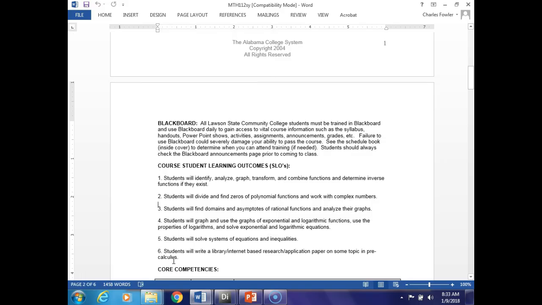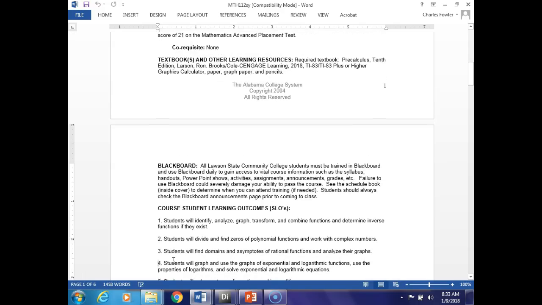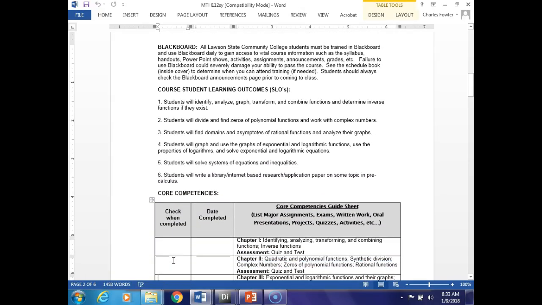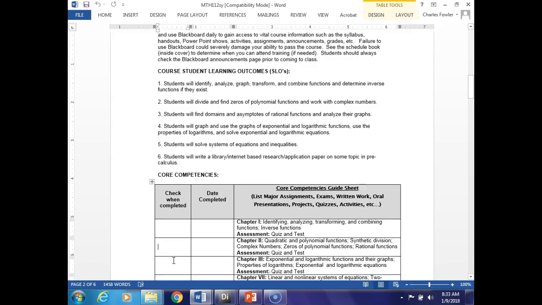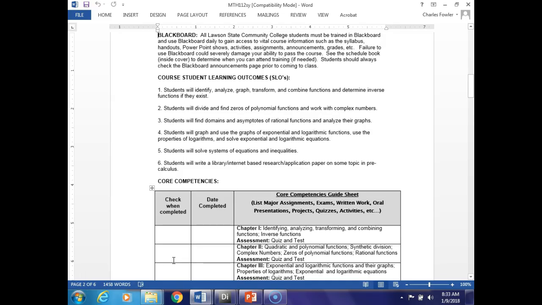Okay, I hope that was the bottom of the page, was it? Yeah, okay. All right, now this is a paragraph they put in the syllabus, and they tell us you cannot change this paragraph. This is one they developed, and you cannot change it. And it's fine. It's overall a fairly good paragraph, except some things I just don't like. All state community college students must be trained in Blackboard and use Blackboard daily to gain access to vital course information such as the syllabus.